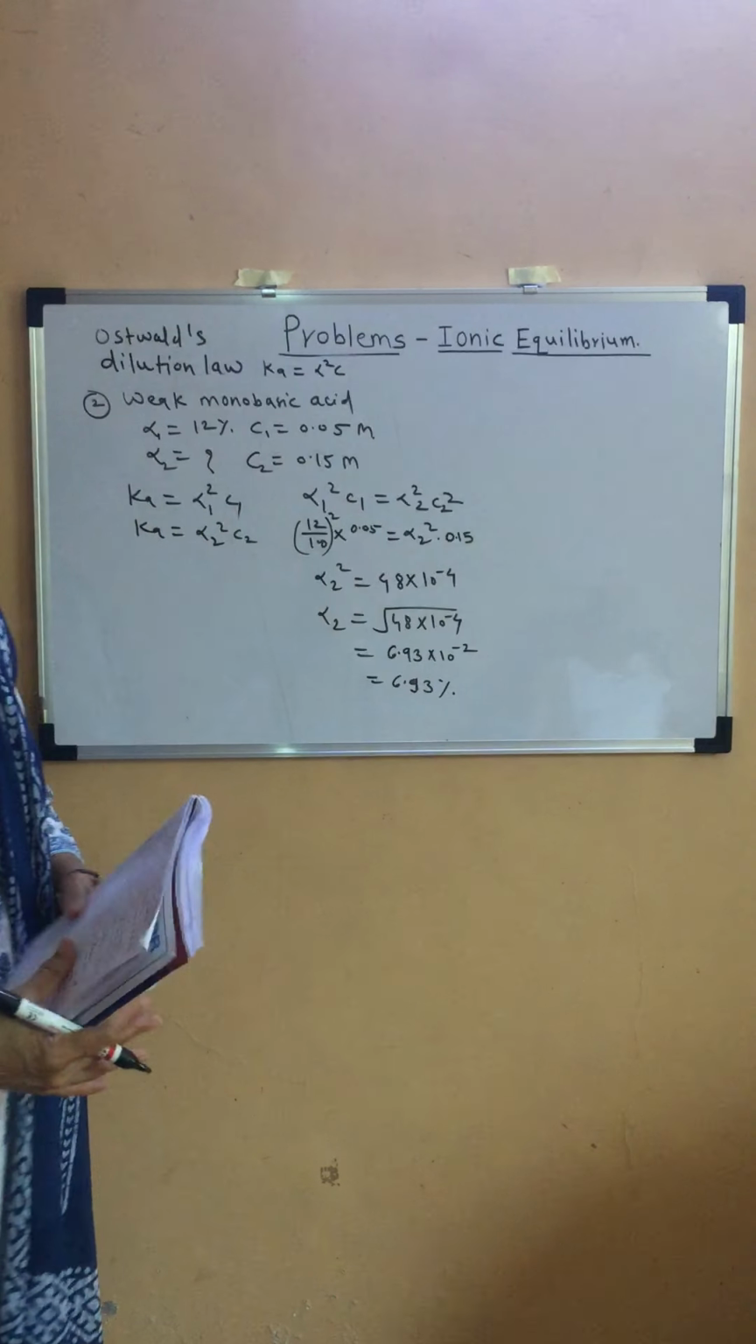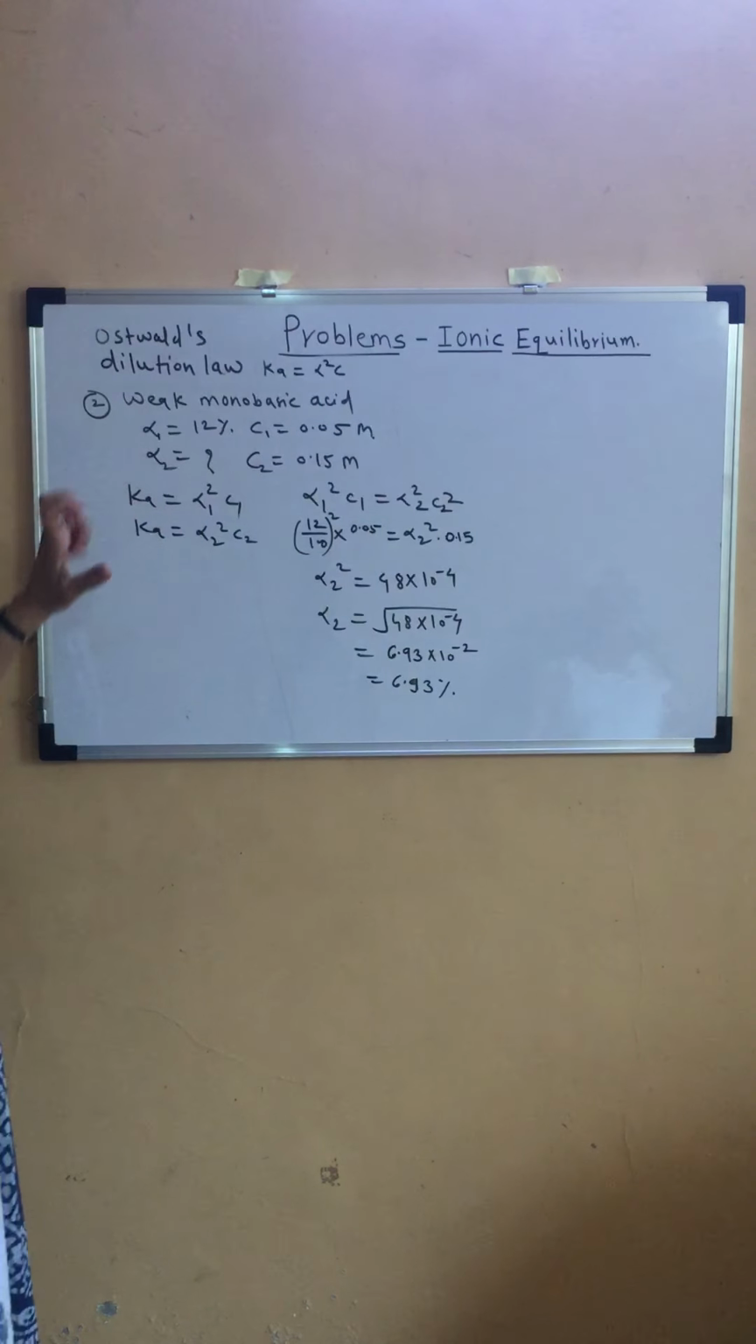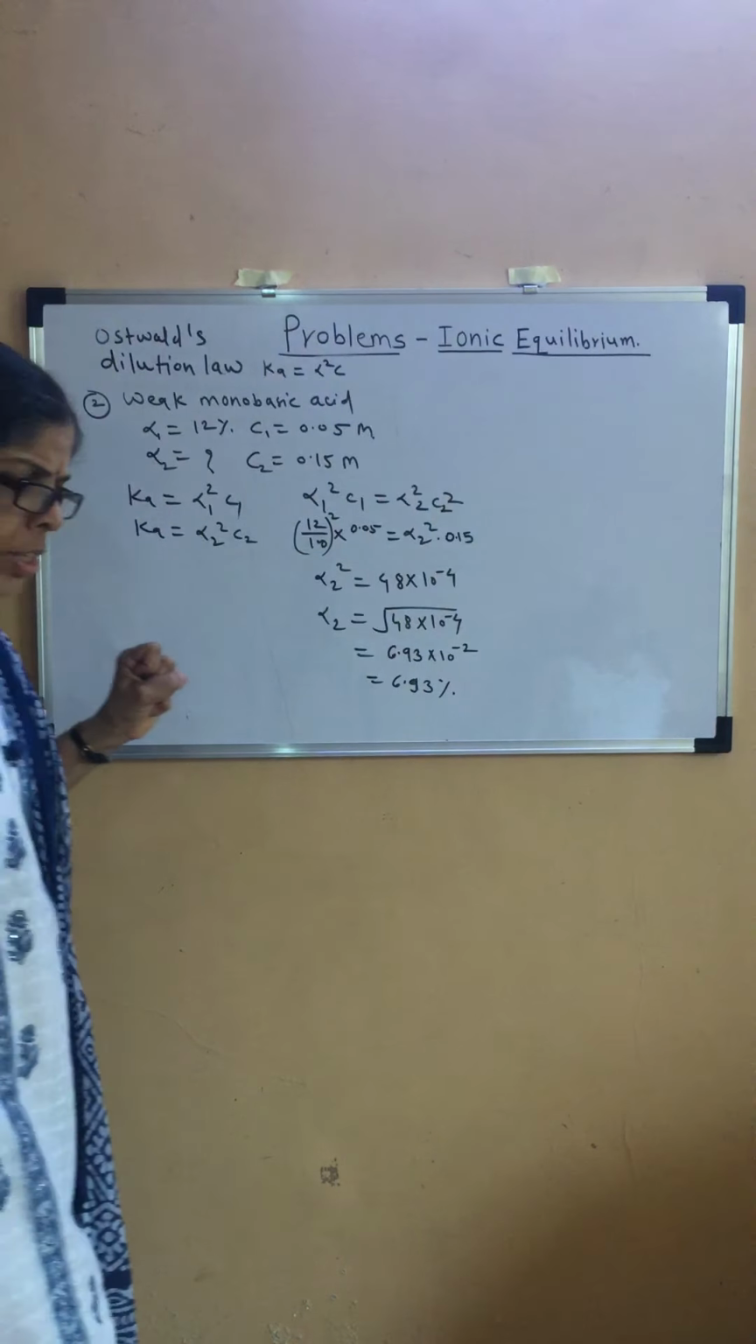Problem is easy to solve, but try to understand the theory which is behind it. Okay, so what is happening over here? Alpha 2 is 12% when concentration is 0.05. Okay, if concentration is changed, what will be the alpha? So what is happening over here? Concentration is increased.